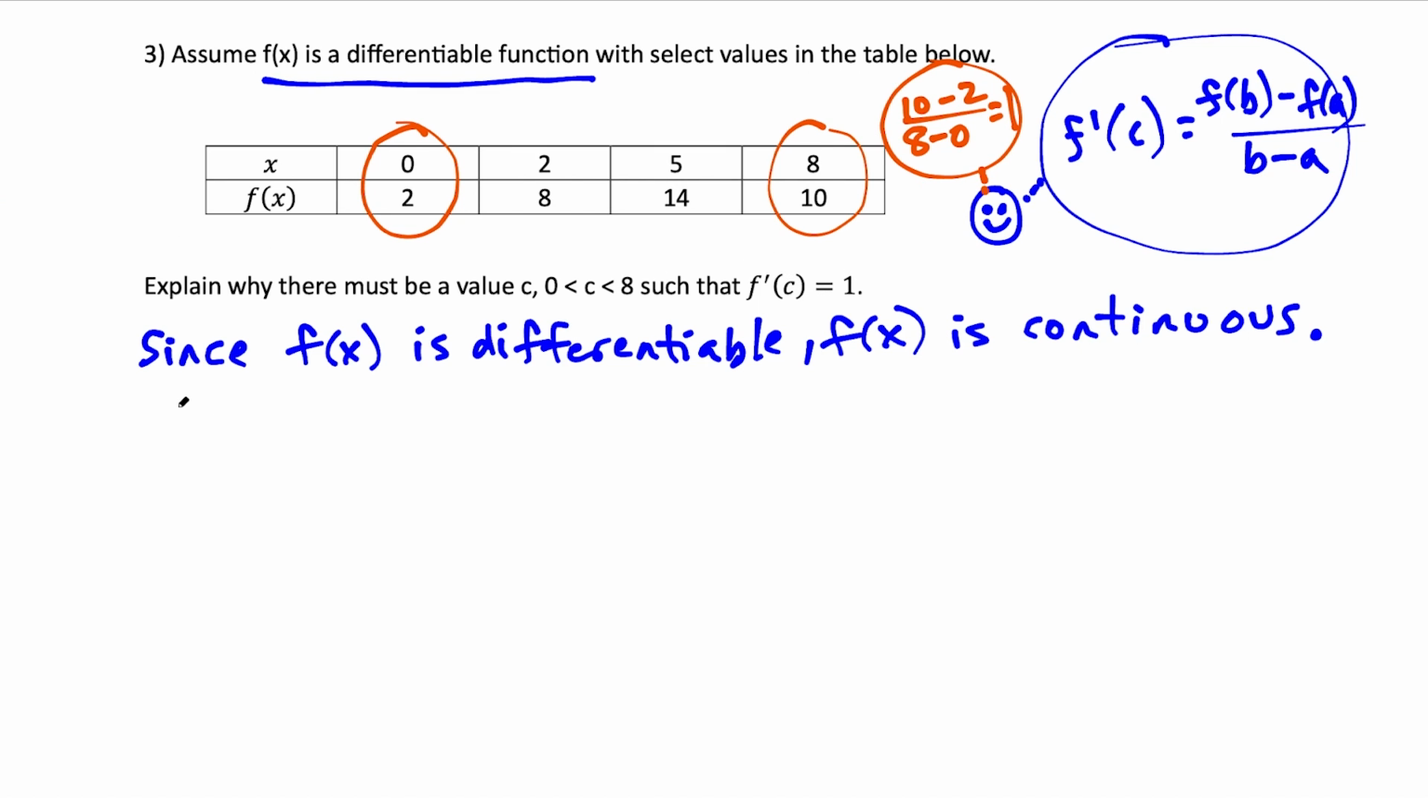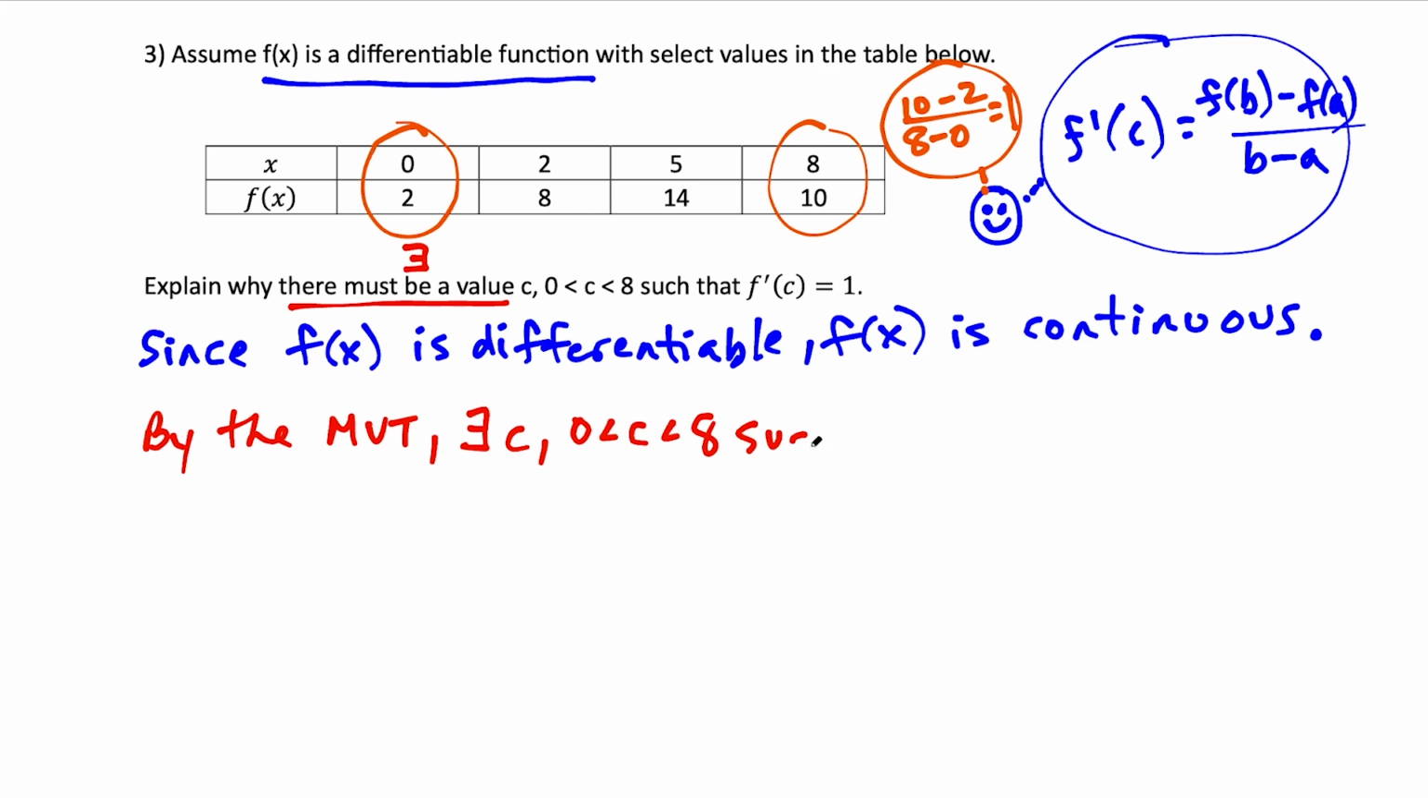So now we're ready to apply the mean value theorem. We could say by the mean value theorem, and we'll abbreviate with MVT, there must be a value c. We could abbreviate "there must be a value" with this backwards capital E. I promise the backwards capital E means "there exists." So I could say there exists a value c, and c is between 0 and 8.